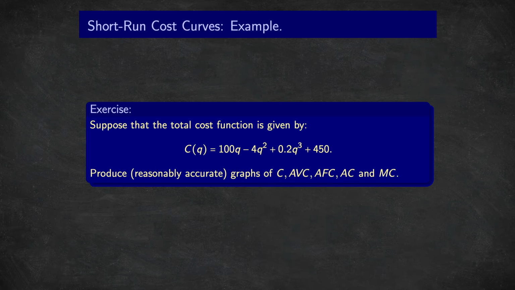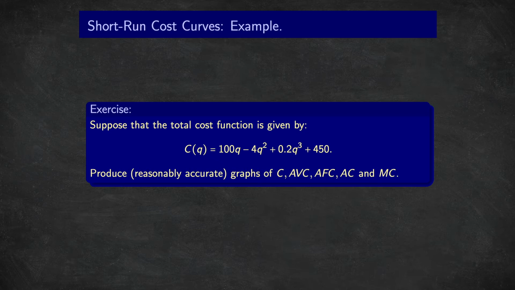C of Q is equal to 100 times Q minus 4Q squared plus 0.2 times Q cubed plus 450. So we're given a cubic cost function. In this case, it's not always increasing, but it's a relatively typical example of a cost function.